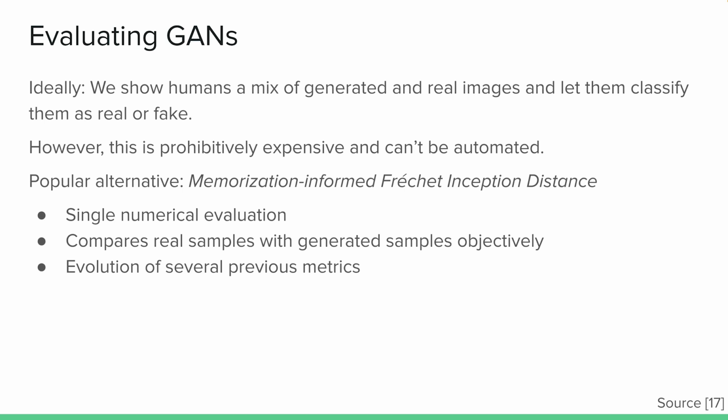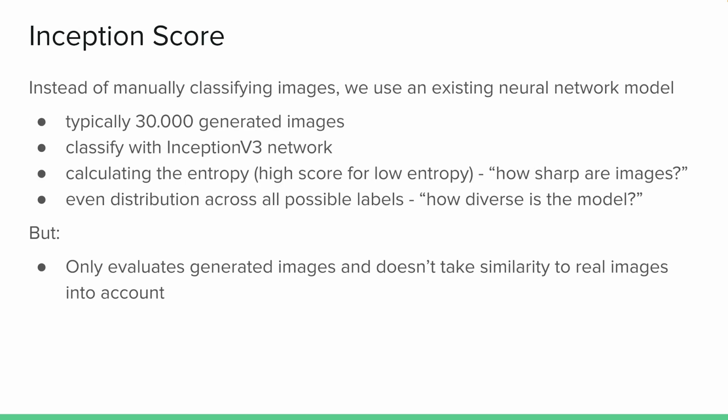So let's start with the inception distance. The inception distance is also called inception score. Instead of manually classifying the images, we're just using something that we've already invented, a neural network that does the exact same thing for us. So we take 30,000 generated images, we classify them with a pre-trained Inception v3 network, and then we look at two different measurements here. One is the entropy, and the other is the distribution across all possible labels. For the entropy, we would like to have a low entropy, and if we have a low entropy, we would get a high score.